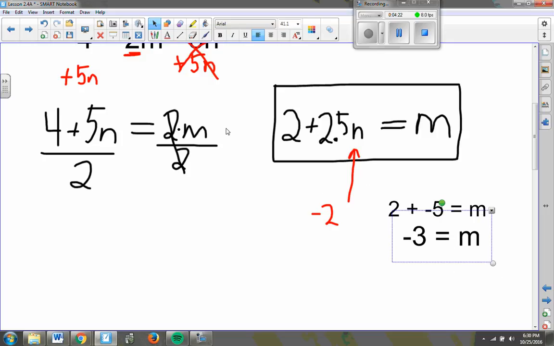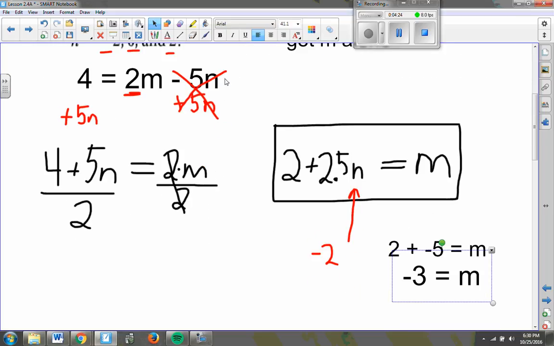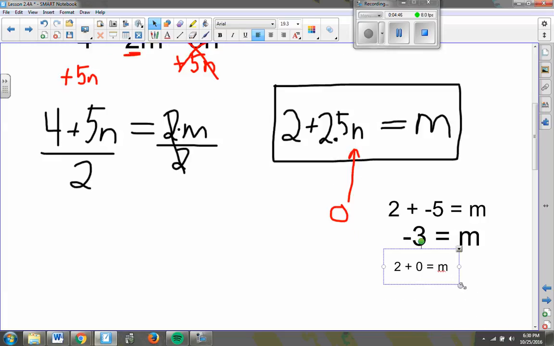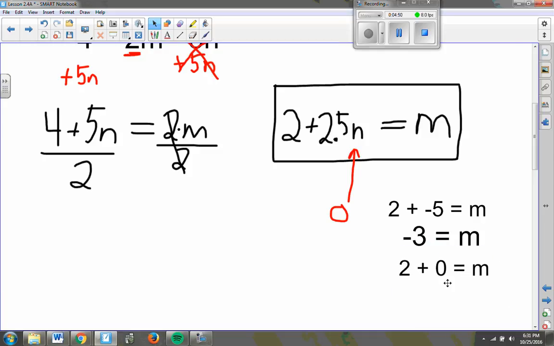Okay? I can do the same thing with a 0. I'll just take and replace this negative 2 with a 0. Put the 0 up in there for n. And now my equation is going to say 2 plus 2.5 times 0. Anything times 0 is always 0. So it's 2 plus 0 equals m. And hopefully we know that 2 plus 0, of course, equals 2.